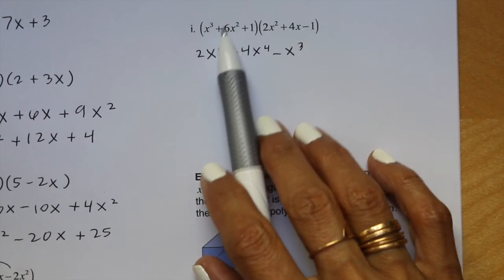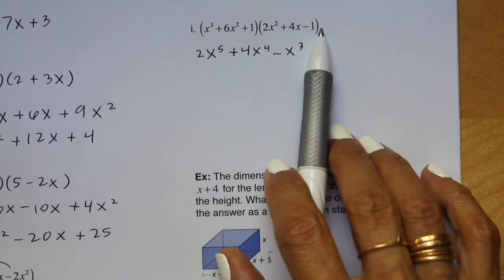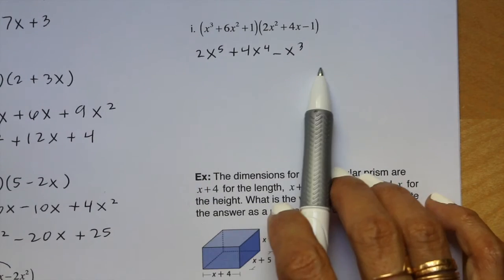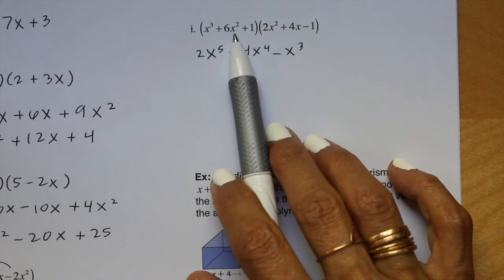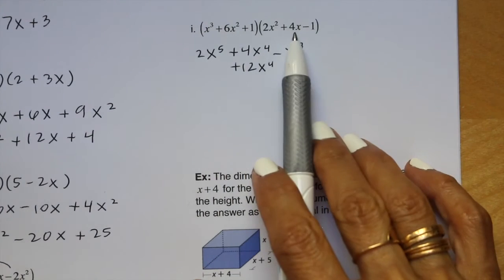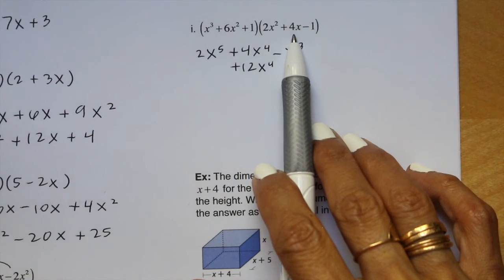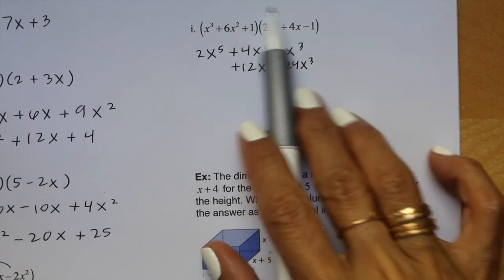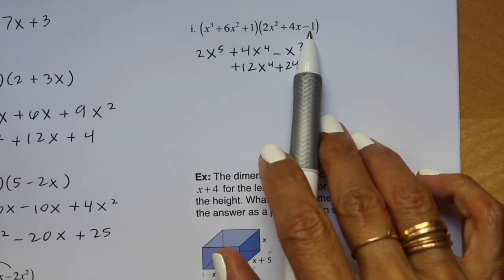Next, we're going to take this 6x squared, distribute it to all three of these terms, and keep lining things up. So 6x squared times 2x squared makes 12x to the fourth. 6x squared times 4x makes 24x cubed. And 6x squared times negative 1 makes negative 6x squared.